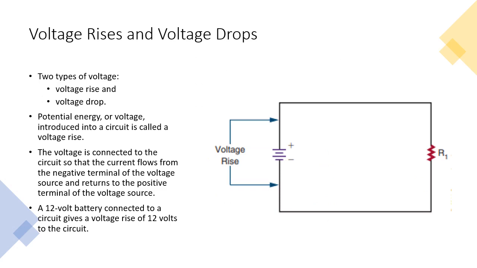Voltage rises and voltage drops. In electric and electronic circuits, there are two types of voltage: voltage rise and voltage drop. Potential energy, or voltage, introduced into a circuit is called a voltage rise. As in figure, the voltage is connected to the circuit so that the current flows from the negative terminal of the voltage source and returns to the positive terminal of the voltage source. A 12-volt battery connected to a circuit gives a voltage rise of 12 volts to the circuit.